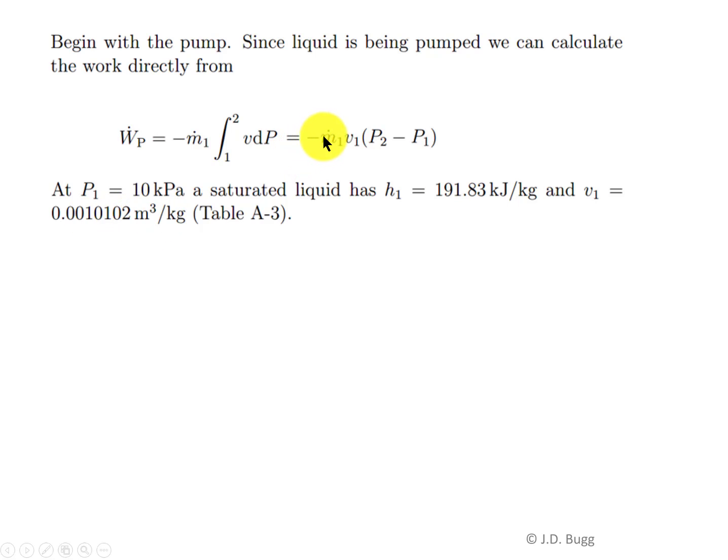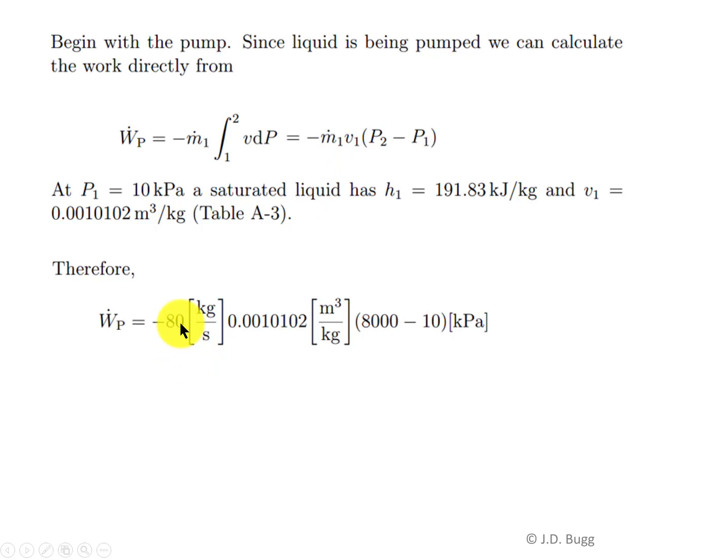So with that, we have all of the numbers we need to calculate this rate of work transfer for the pump. Remember that the mass flow rate through the pump is the full 80 kilograms per second. So we have 80 kilograms per second, the specific volume at the inlet of the pump, and the pressure change across the pump. So 80 bar is 8,000 kilopascals. So this gives us a work rate for the pump of negative 646.87 kilowatts. And that's negative because it's work input to the system.